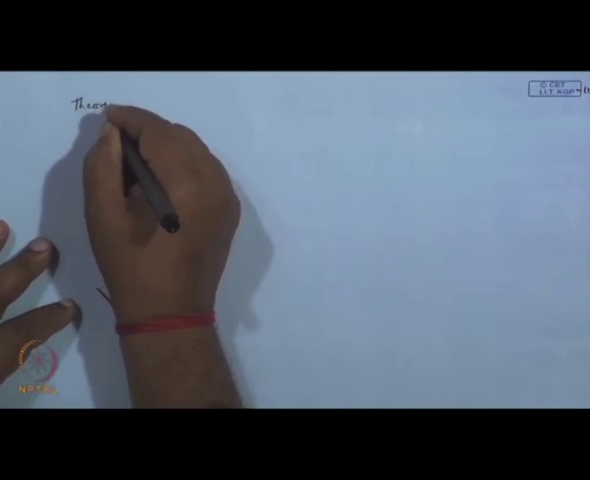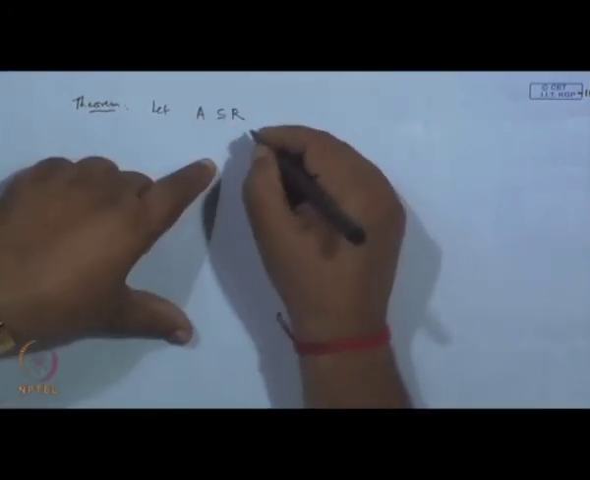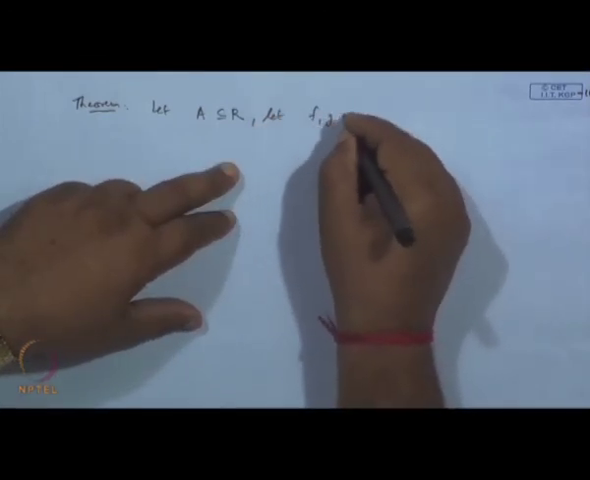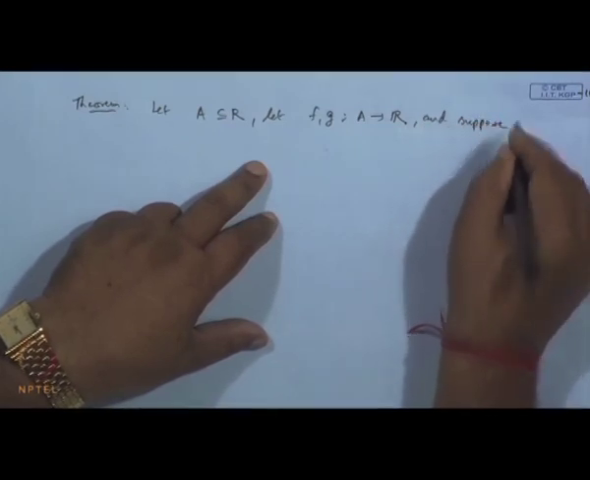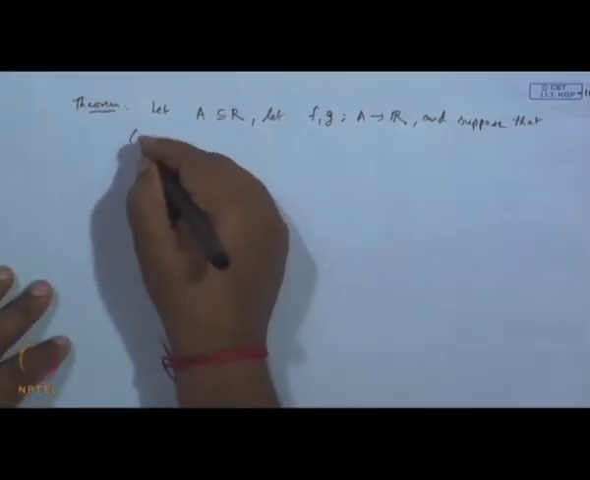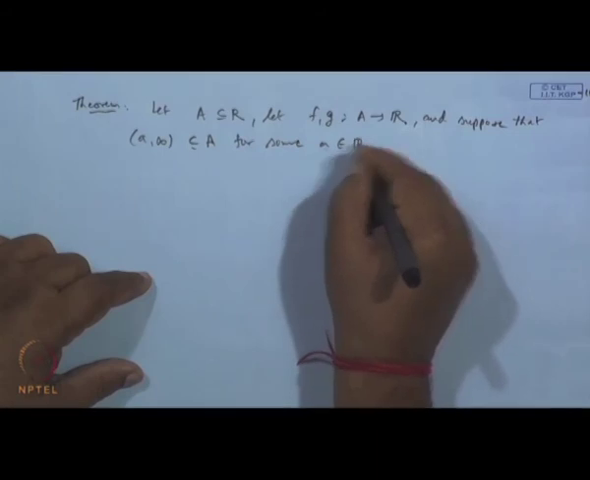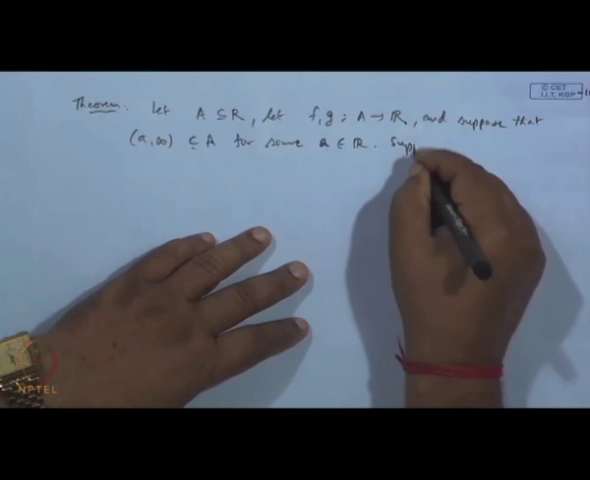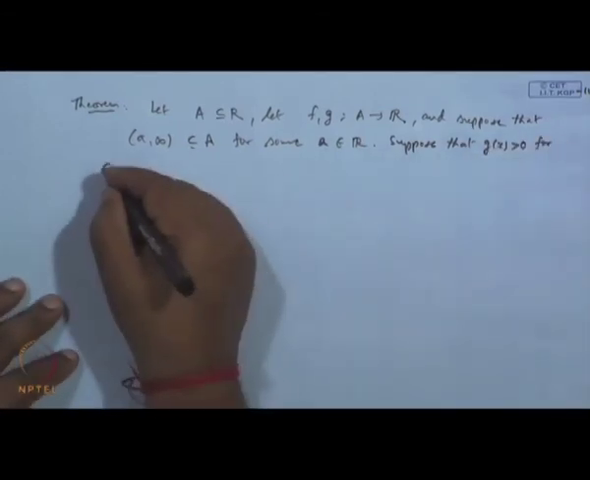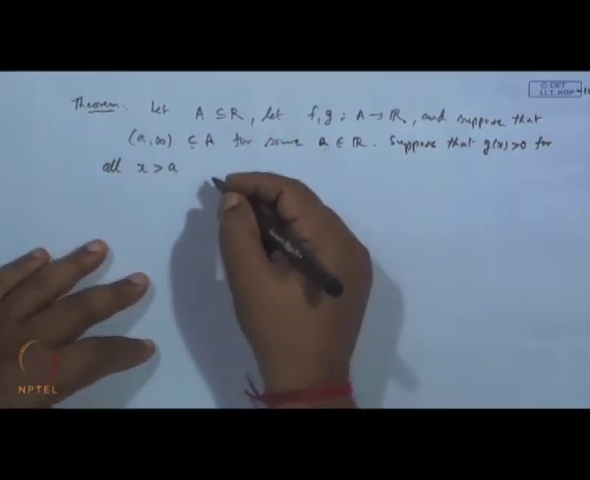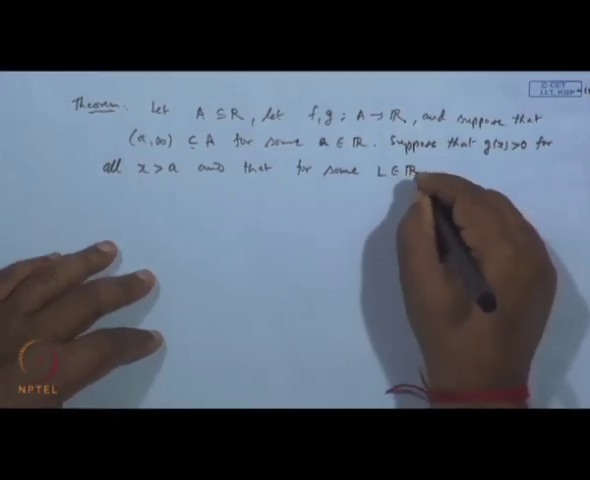Now, one more result which will help in getting the limits. Let A, which is a subset of R, and let f, g be mappings from A to R, and suppose that the open interval (a, infinity) is contained in A for some a belonging to R. And suppose that g(x) is always positive for all x greater than a. So, these are the restrictions we put, and that for some L which is in R, L is not equal to 0.